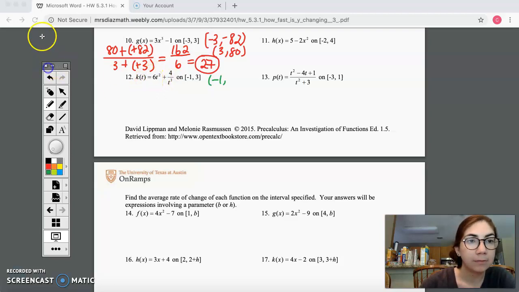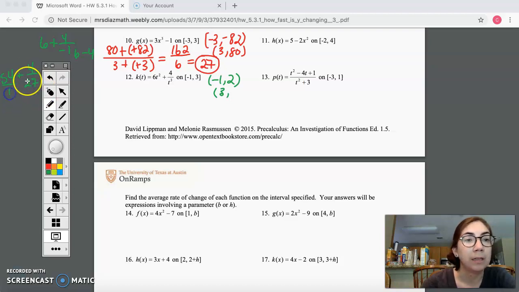I'm going to kind of do this on the side. 6 plus 4 over negative 1 cubed is negative 1. So it's 6 minus 4, which is going to be 2. Now let's plug in 3. 3 squared is 9. 9 times 6 is 54.